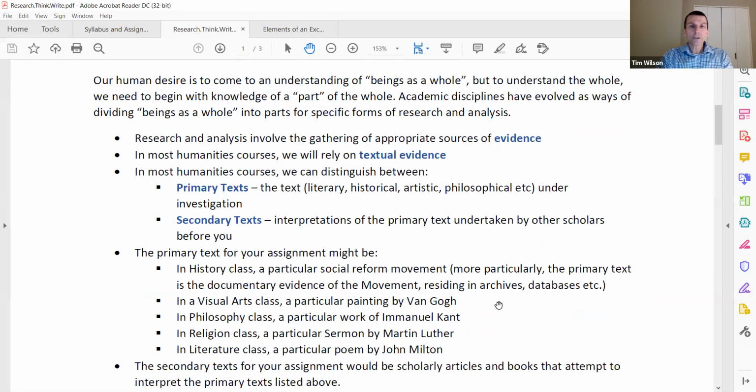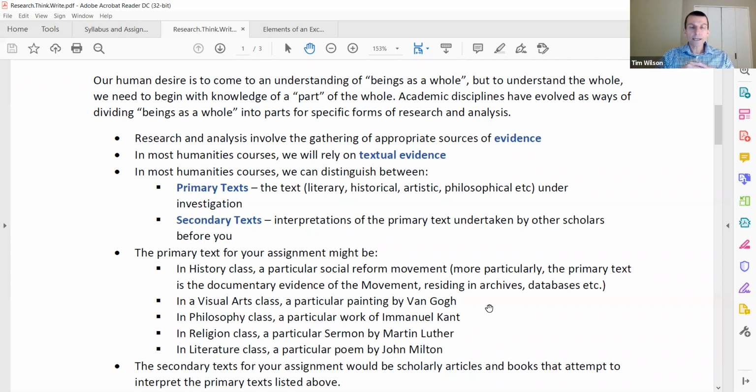Okay, so in most humanities courses, we can distinguish between primary texts and secondary texts. So the primary text, whether it's literary, historical, artistic, philosophical, are the texts under investigation. So we want to get a better understanding of that primary text. Primary texts are, let's say, the speeches, the words, or the written artifacts of humans. So we're in the humanities, we're studying humans, and so these are the effects that we have of them, their thoughts, their behaviors as represented in those texts.